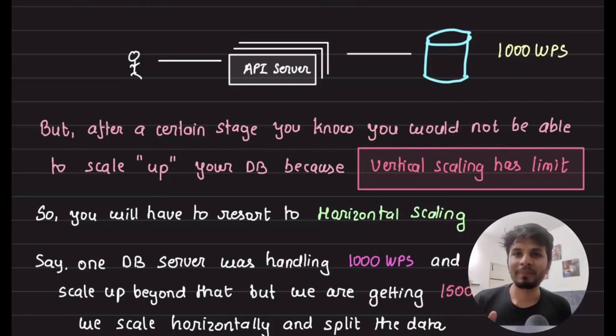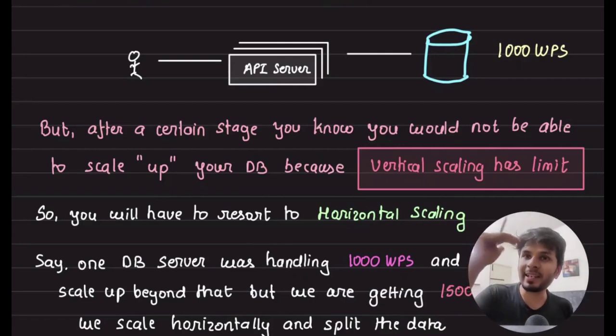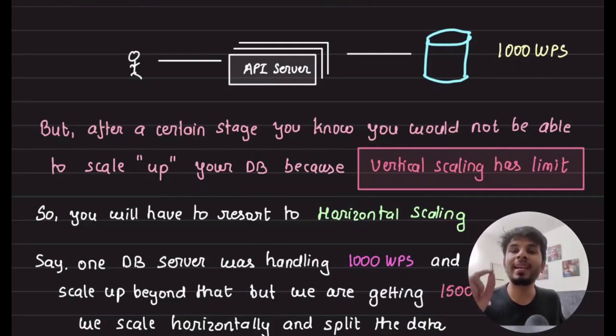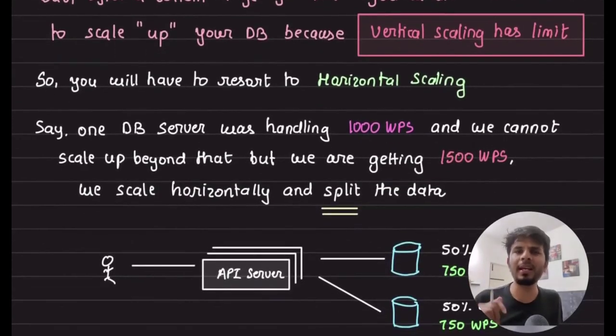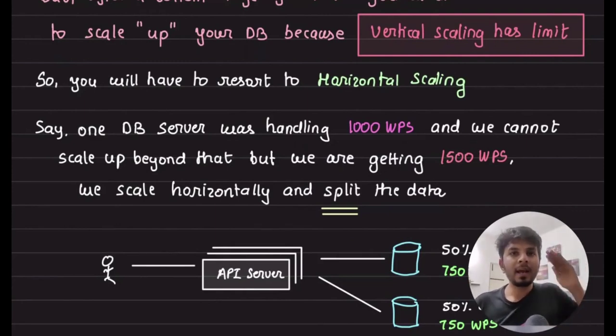Okay, now what? Now you get even more traffic, and your cloud provider does not have an option to go beyond it. Now what would you do? Vertical scaling has a limit. That's where you scale horizontally. I still have one database which is able to handle 1000 writes per second, but now I'm getting more than that. The problem here is that if I put all my data in one database and that database itself needs to handle everything, it's a problem.